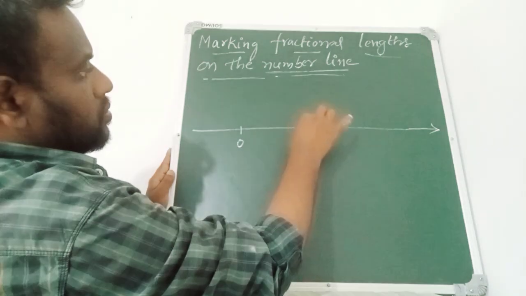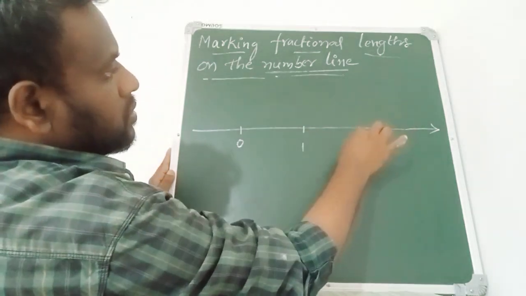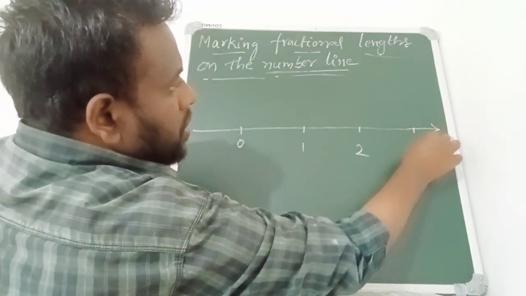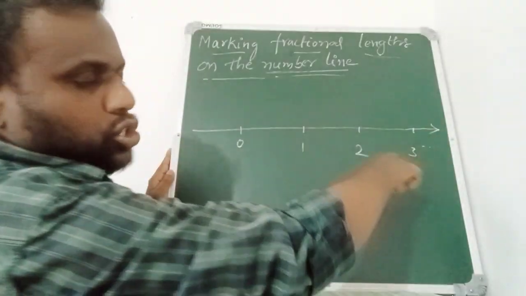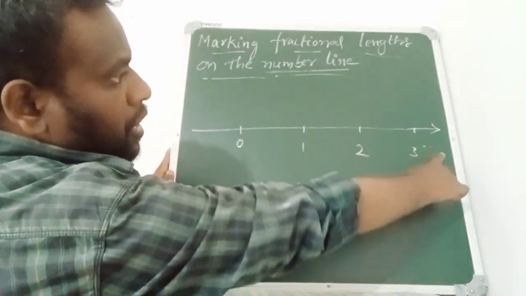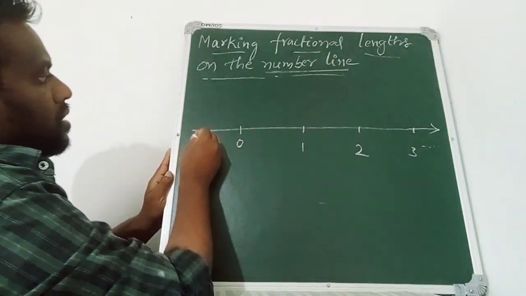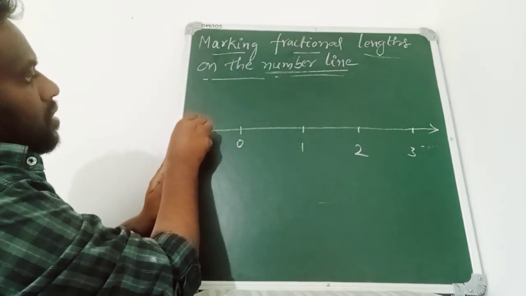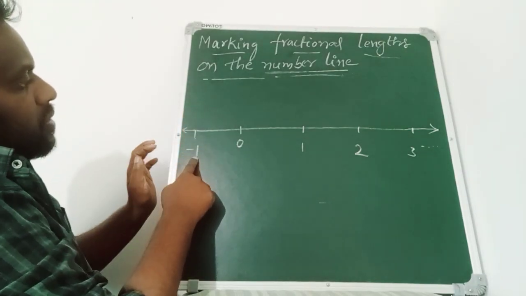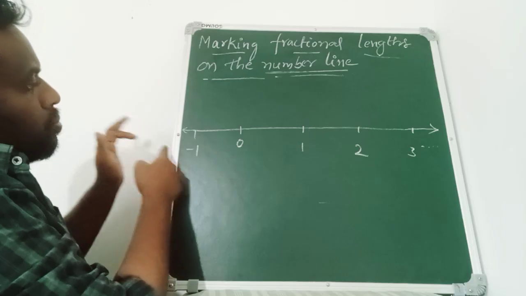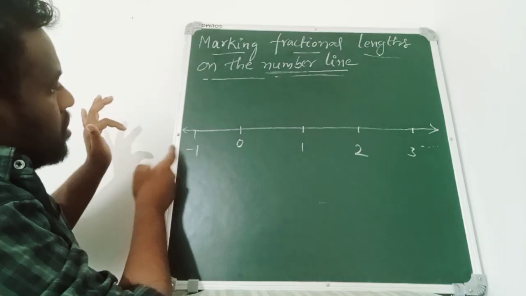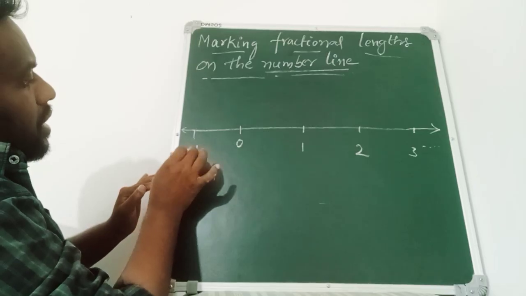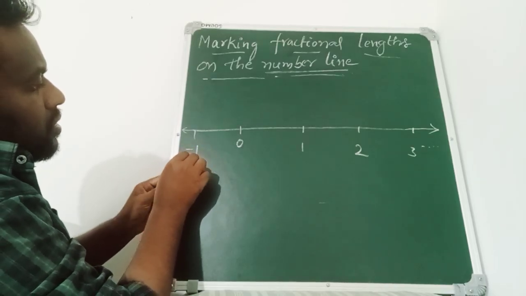0, 1, 2, 3, etc., etc., so on. I mean, these numbers will continue till infinity. This side, after 0, this side -1, after -1, -2, -3, -4, like that. So this side numbers will continue. Like I will put dot dot dot dot.